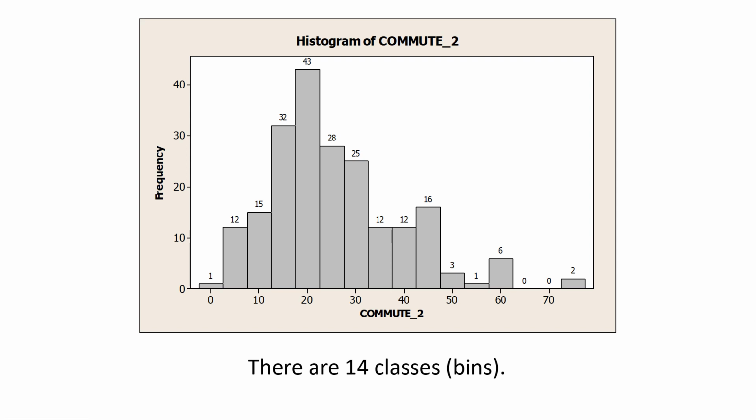There are 14 classes. Okay, to count the classes, this would be the first one, 1, 2, 3, 4, 5, 6, 7, 8, 9, 10, 11, 12, 13, 14, 15, 16. This is false. There are 16 classes or 16 bins, and you count the classes that have a frequency of 0.